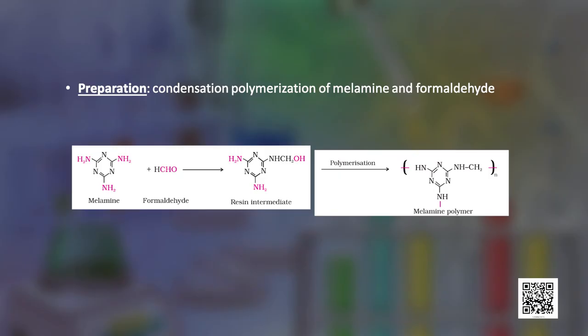While condensation polymer that is used in making unbreakable crockery is melamine formaldehyde polymer, and it is prepared by the condensation polymerization of melamine and formaldehyde. The sequence of steps in the reaction are depicted in the equation.